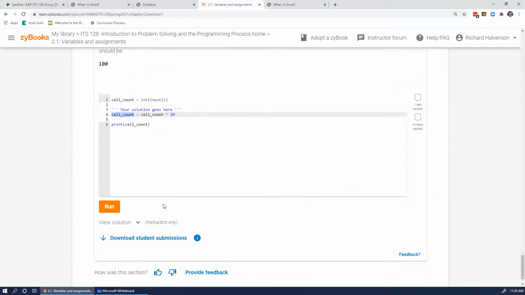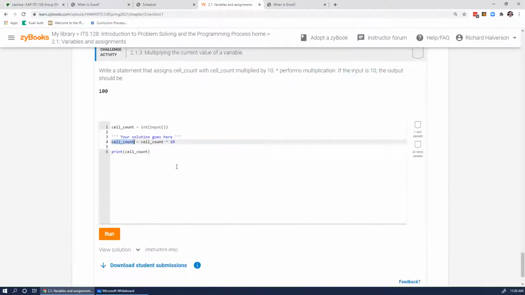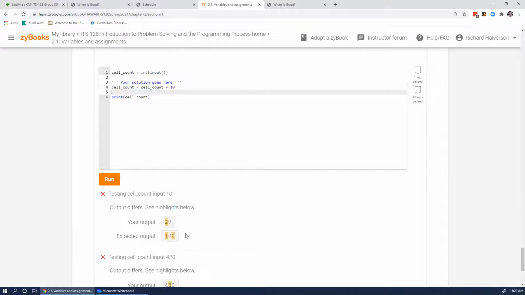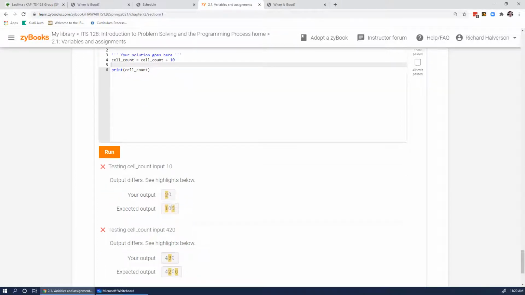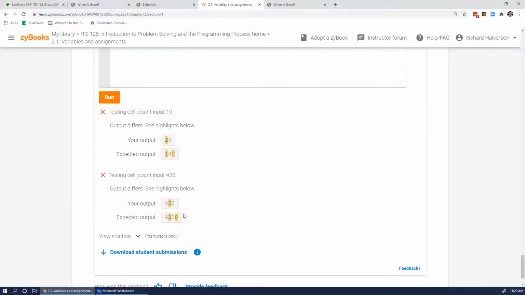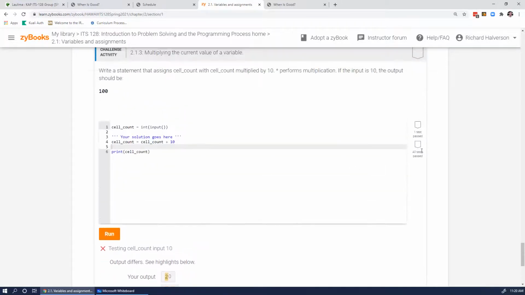Anyway, now I'm going to write the wrong answer, just because I want to see what the wrong answer looks like when it tells me. I'm going to make this a plus sign because I'm stupid. And I'm going to say run, and it goes, boom. My output is this, and it's expecting, oh, I got the 0 right, but I should have a 1 in front. Yeah, it should be 100. That's nice. And I didn't get any points.